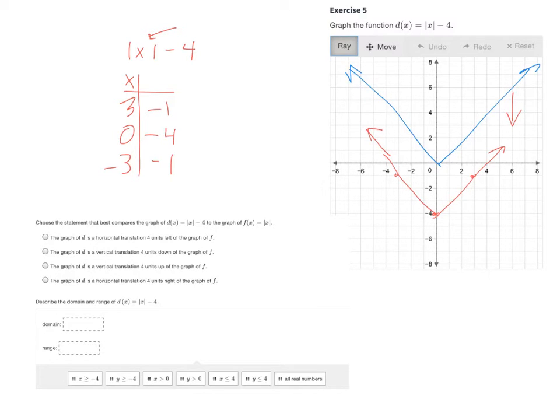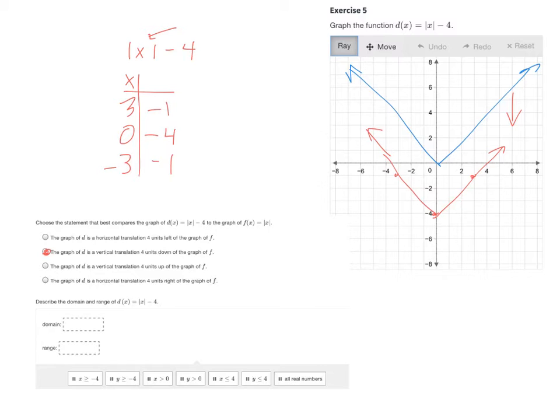So let's find which one we have here. Choose a statement that best describes it. The graph of D is a horizontal... It's not horizontal, it moved vertically. Vertical translation, 4 units down. So it is that one.